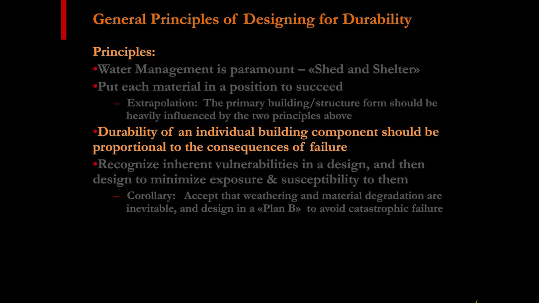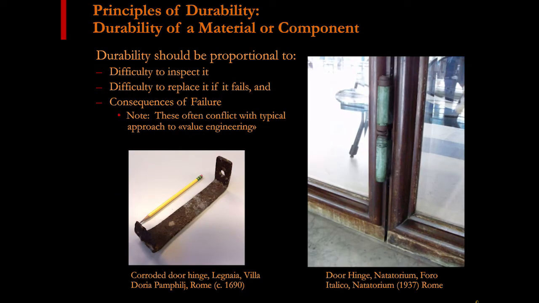Next principle is that the durability of an individual building component should be proportional to the consequences of failure. And so here are a couple examples. This is an iron hinge from just a really rustic little building in the back of the Villa Farnacci that was just a wood shop. And it's corroded and it's in pretty tough shape now, and they were replacing it when I was there. But I think that was fine because it was in a place where they could get to it easily. There were really no consequences of failure. That corrodes out, the drawer drops a 1/4 inch, no one gets hurt, and you replace the hinge.